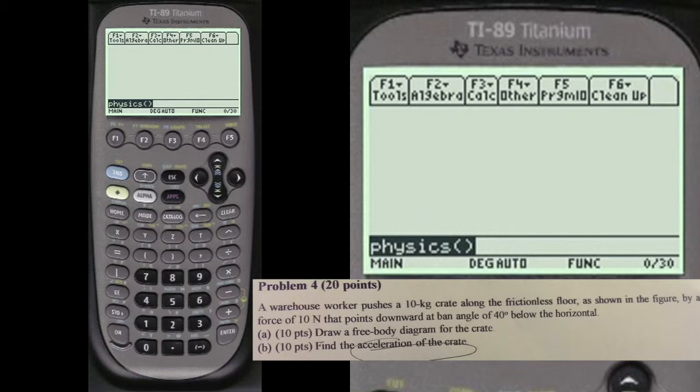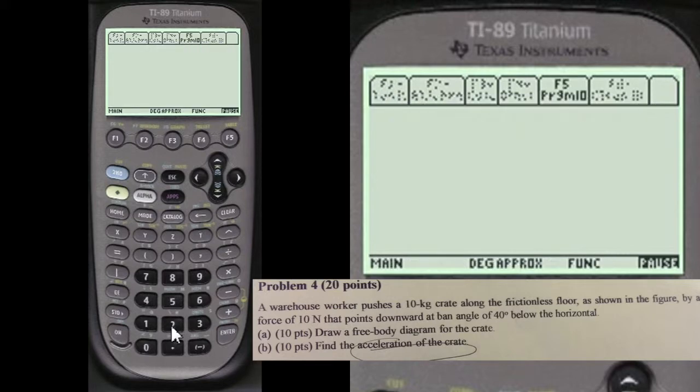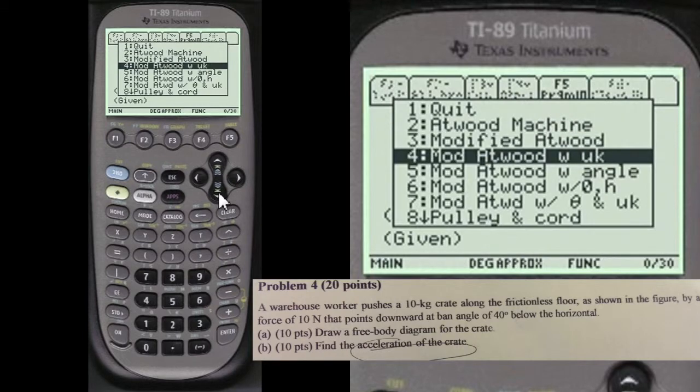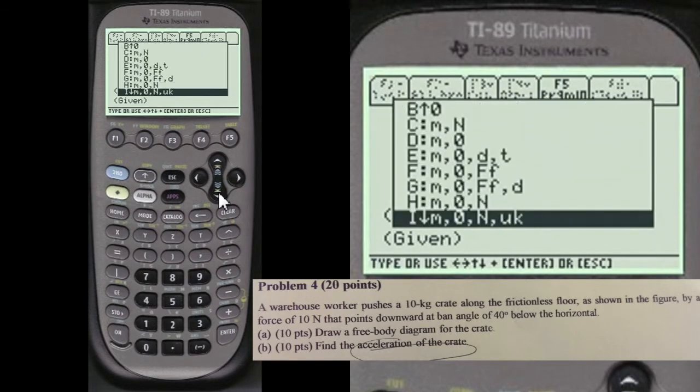So let's do what my programs can do. Physics to get to my menu. I'm going to choose number 2, acceleration, because that's what the problem asks for. We're going to scroll down. You have to get a little bit of practice with this because there's many, many things down here for choices and stuff. So you have to practice with my programs more than you practice with the sample tests given by the professor or the book itself or anything.